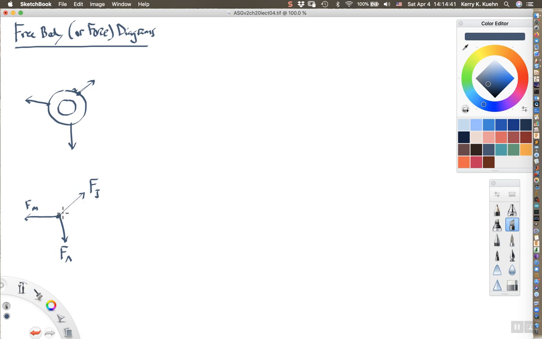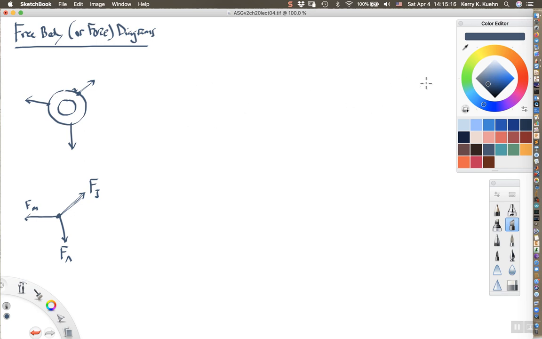The idea is that the length of each arrow is indicative of how strong that force is. If this is a very strong force, it's going to be a long arrow. If it's a weak force, it's going to be a short arrow. So the length represents how strong the force is, and the direction of the arrow represents the direction that this force is aiming. Each of those arrows is indicative of both a strength, or magnitude, of the force and a direction.